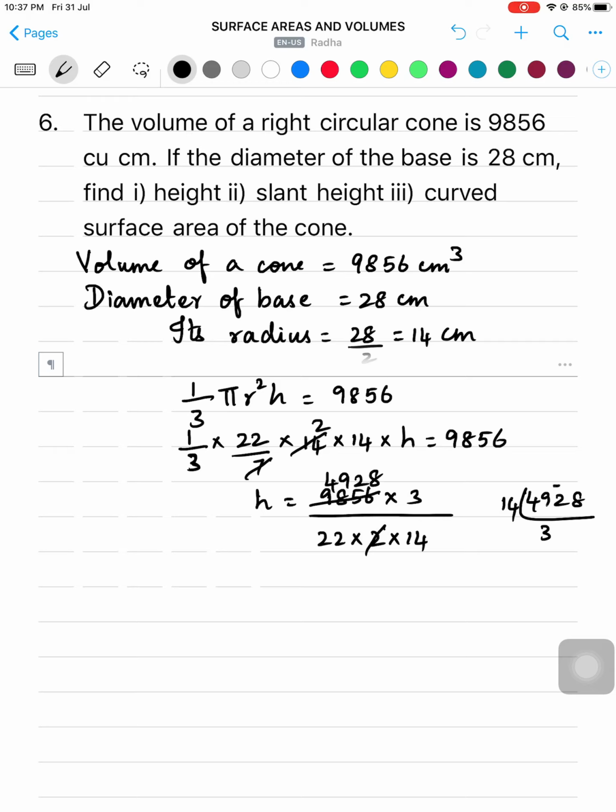14 3s are 42, 14 5s are 72, 14 2s are... so it goes in 14 tables. So 14 ones are 14, this is 352 times. Yes, so again it goes in 22 tables. Shall we check whether it goes in 22 tables?